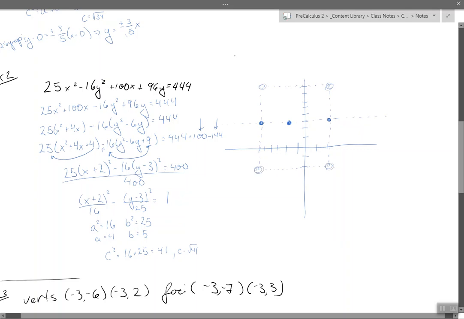So to get the asymptote lines, we're going to connect the dots going through the center, hopefully. Oh, this one's not going to make it.